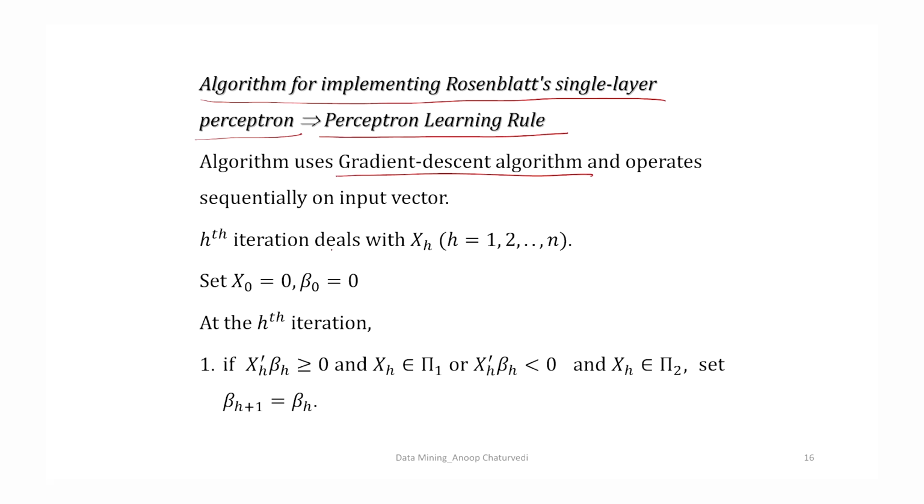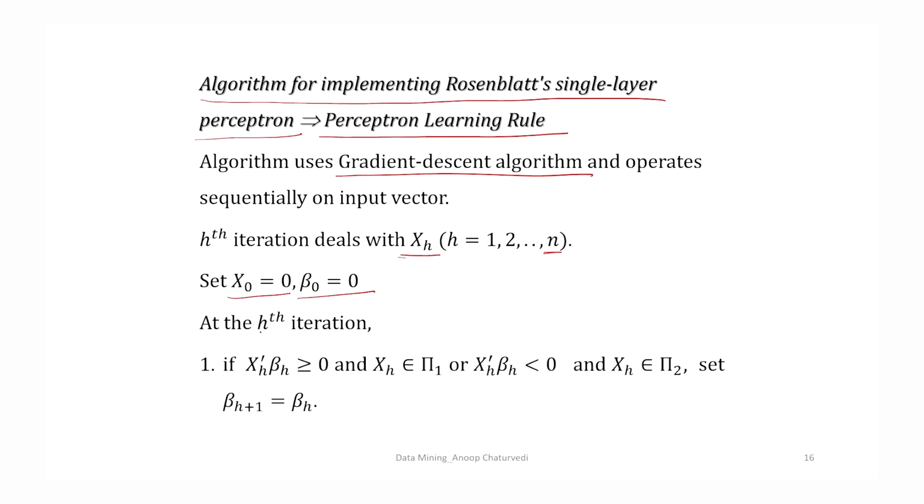Say the hth iteration deals with x_h, h equal to 1 to n. Initially we provide the observation x_1, then the observation x_2, and so on, up to x_n, and sequentially we train the model using the gradient descent algorithm. Now, suppose we set x_0 equal to 0 and beta_0 equal to 0, or you may set beta_0 as a very small value.